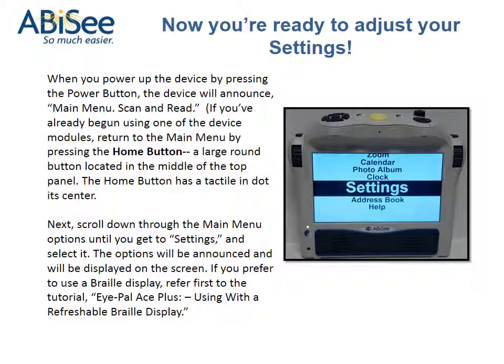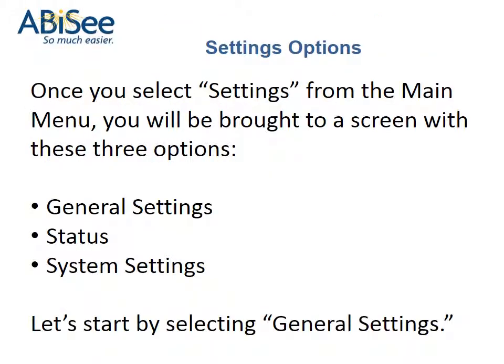Next, scroll down through the main menu options until you get to Settings and select it. The options will be announced and will be displayed on the screen. If you prefer to use a braille display, refer first to the tutorial, iPalace Plus, using with a refreshable braille display. Settings options. Once you select settings from the main menu, you will be brought to a screen with these 3 options: General Settings, Status, System Settings. Let's start by selecting General Settings.